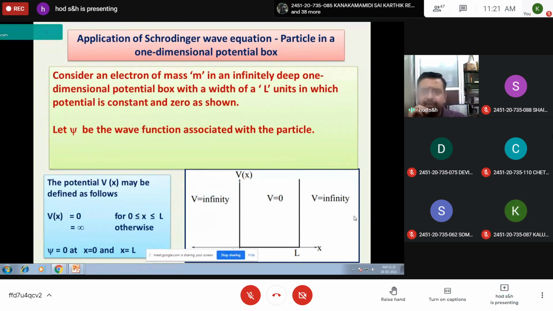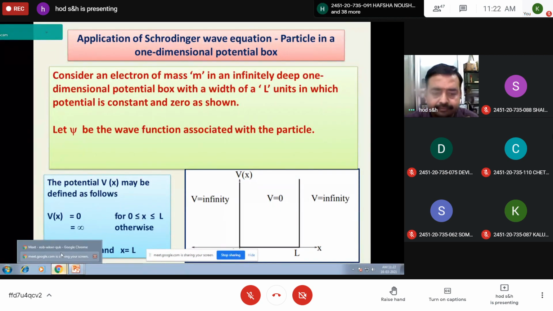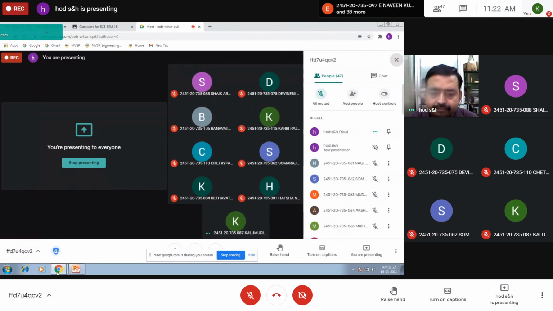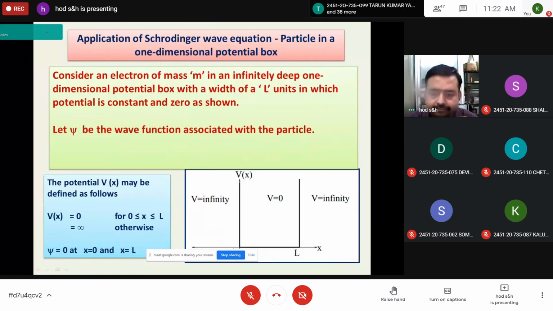Take the heading: Particle in one-dimensional potential box. This is an application of the Schrodinger time independent wave equation. And take the diagram also. At the bottom, some small diagram is given.